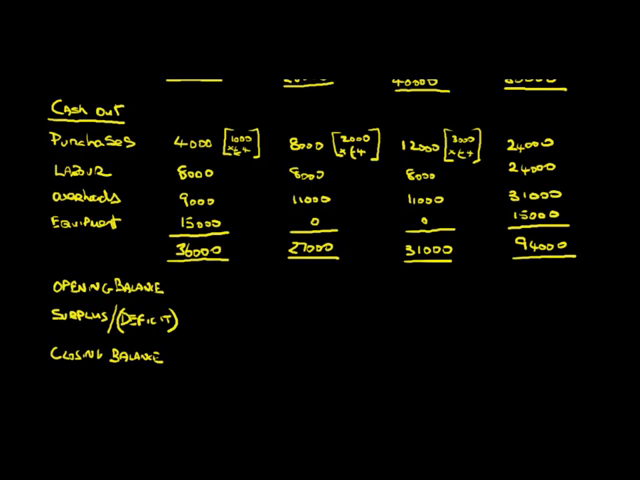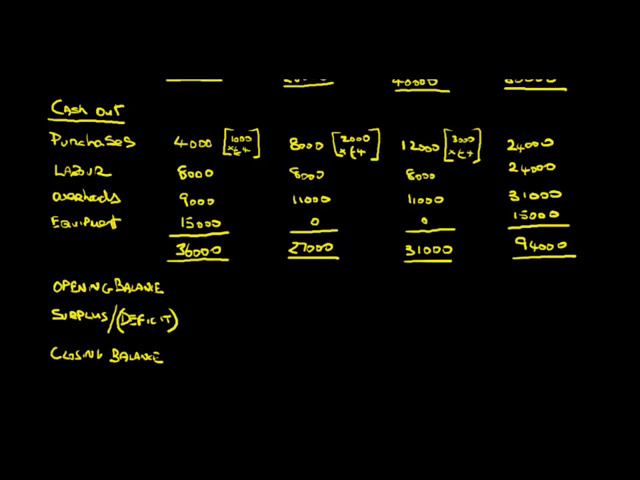Surplus or deficit, I think we know for each month: is there more coming in than going out? That's a surplus. Or is there more going out than coming in? That's a deficit. And the closing balance, closing in accounting and finance means at the end of the period, month or whatever it is, year, and balance again, balance of cash.